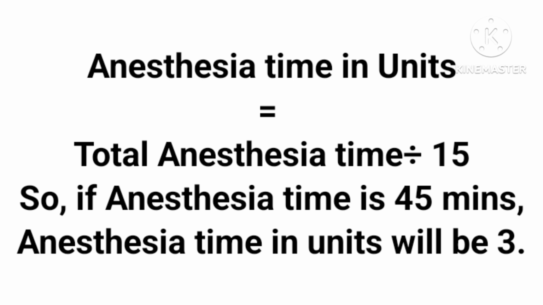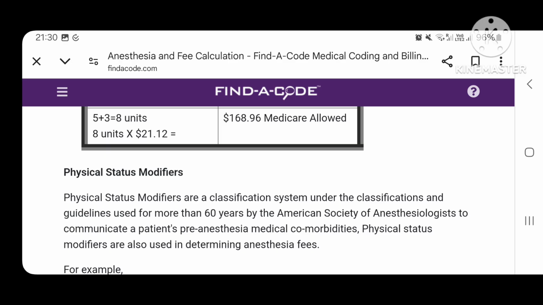And sometimes they will use the word increments. That is also referring to the units only. So 15 minutes is called an increment. With the help of this, how are we going to calculate the anesthesia charges? So now let us move into the calculation.